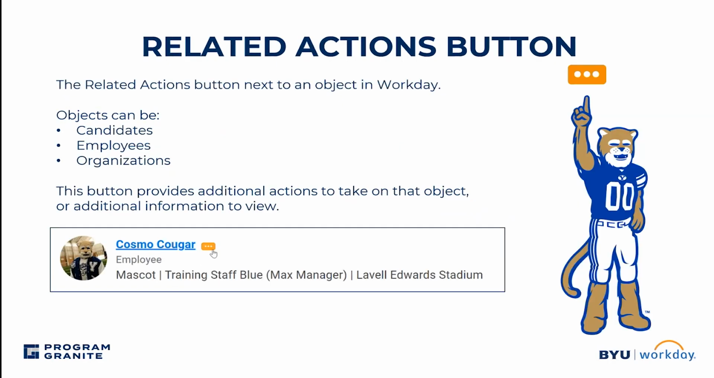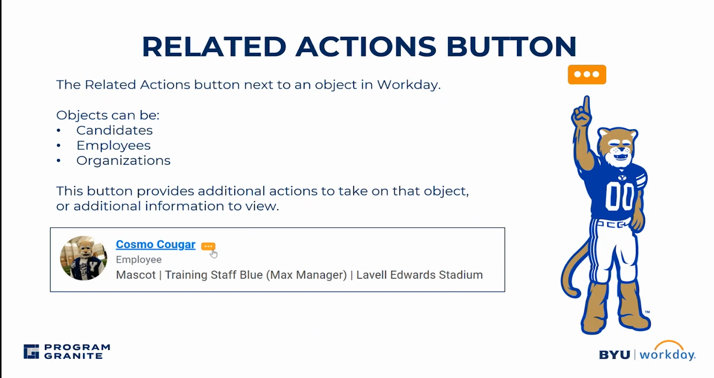All right, we have our beloved related actions button. Hopefully you guys have all used it. Also now obviously Workday. So we're going to use our related actions button a lot. We can act on candidates, employees, and organizations. It shows us, depending on our security, what actions we can take. So if we can terminate or job change an employee, we're going to see that. If we don't have that security, we won't see it on the related actions button.